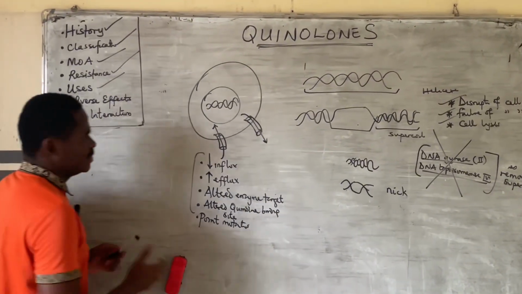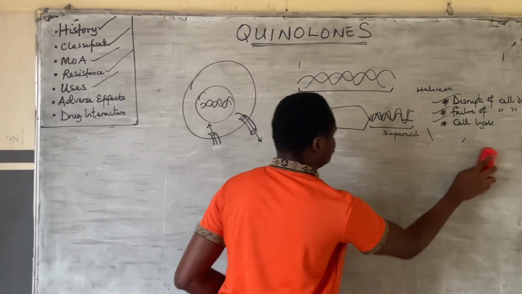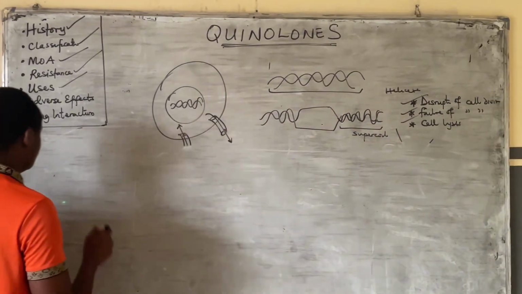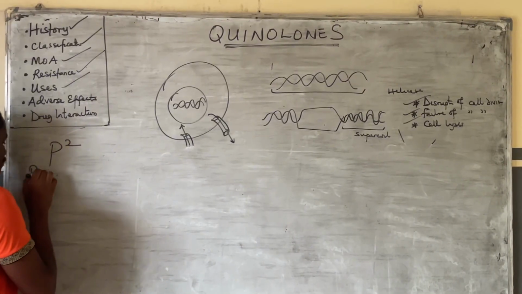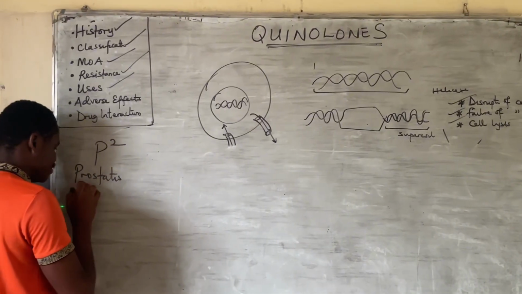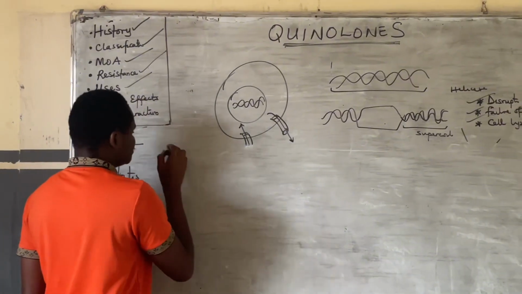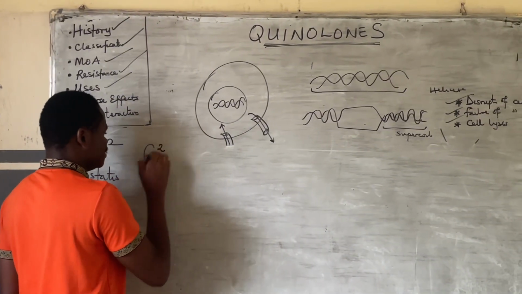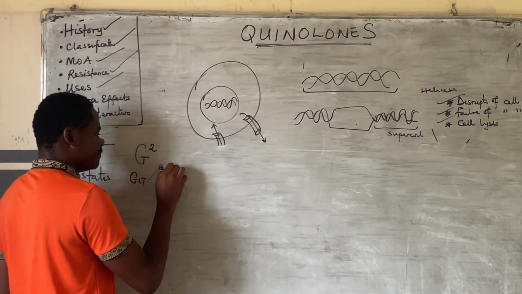For the uses of quinolone, maybe I'm going to remove these. Okay. Now, use of quinolone, I'm going to have here P squared that stands for it has been useful for prostatitis. It has also been useful for pneumonia. All right. It has also found usefulness in GIT. A good example is enteric fever.